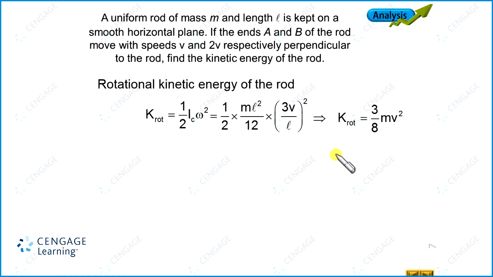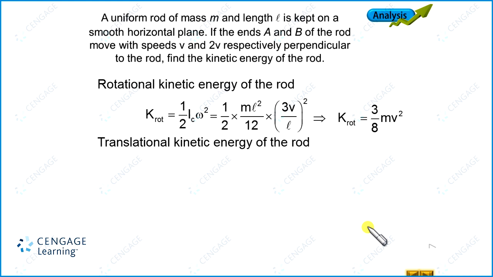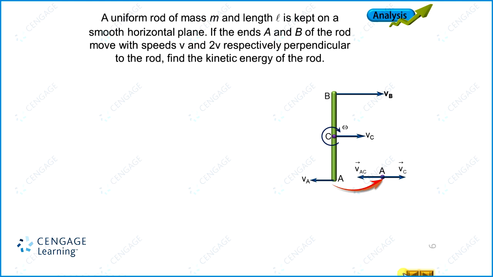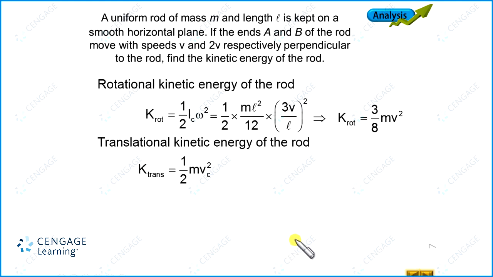Okay, now come to calculate the translational kinetic energy. Translational kinetic energy will be equal to half mvc square. Translational kinetic energy of the rod can be written as half mvc square, right? And vc we have calculated. This is equal to v by 2. So this is equal to half m multiplied by v by 2 square. This is equal to, after solving, 1 by 8 mv square, right?